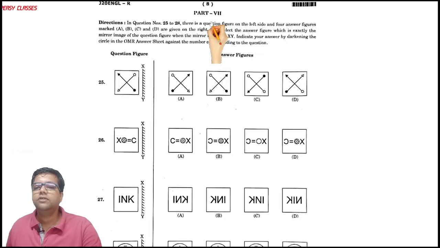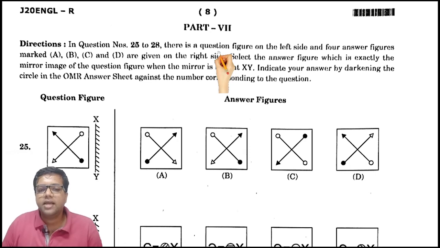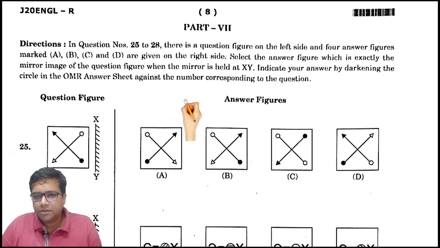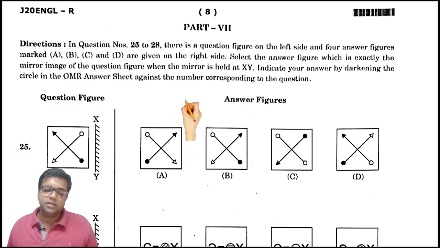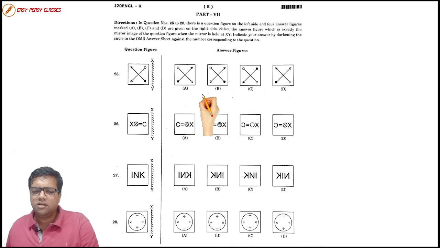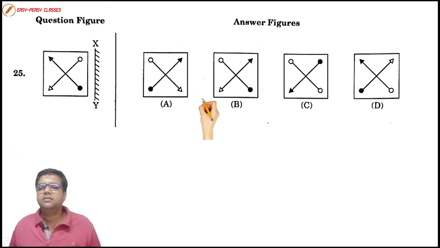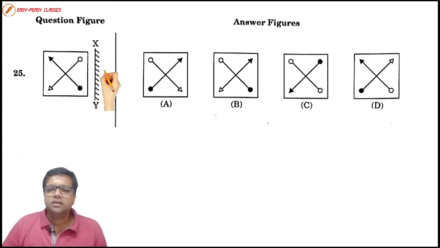Okay, we have moved further to part 7. Let us go through the directions first. In question numbers 25 to 28, there is a question figure on the left side, and 4 answer figures marked A, B, C and D are given on the right side. Select the answer figure which is exactly the mirror image of the question figure when the mirror is held at X, Y. Indicate your answer by darkening the circle in the OMR answer sheet against the number corresponding to the question. So mirror images of a figure are to be identified, which is very easy.